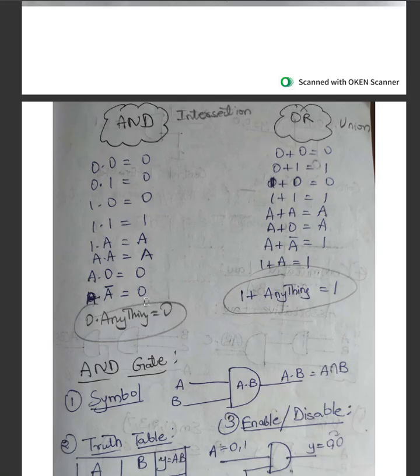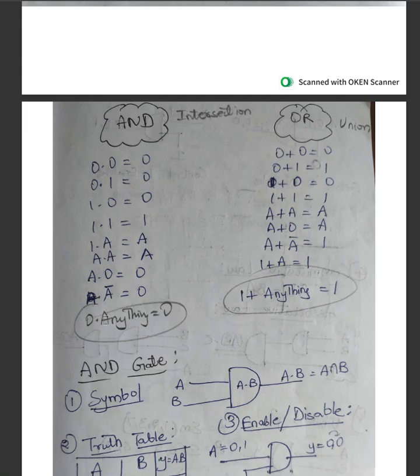Then let's quickly discuss the AND gate and OR gate. AND is basically intersection, if you want to understand it, and OR is union. Intersection means common. Union means addition, including everything. This is a shortcut. Zero into anything is zero. Zero plus anything, you can have anything. One plus anything is one. So remember these things, it will be helpful for you in Boolean algebra and all.